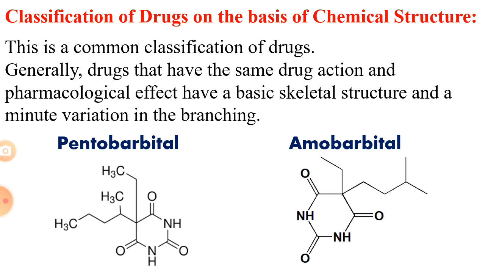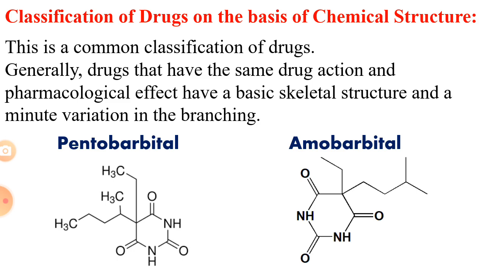in their skeletal structure. These two structures are quite similar. That's why we can classify these drugs according to their chemical structure. These two drugs show similar properties and similar pharmacological effects, but have minute structural variation. So these drugs are classified according to their chemical structure. These two drugs, pentobarbital and amobarbital, are barbiturates.